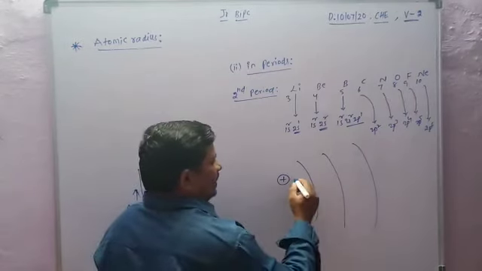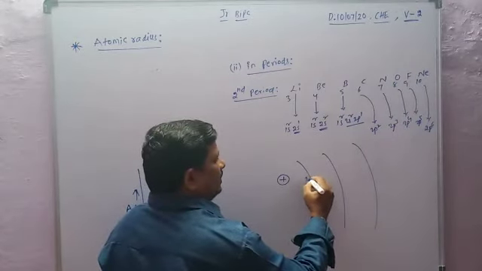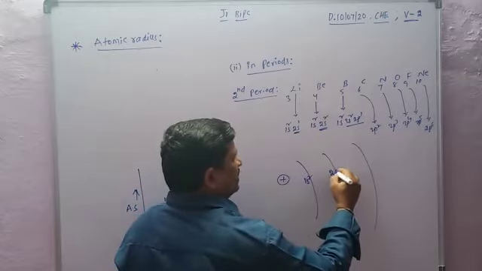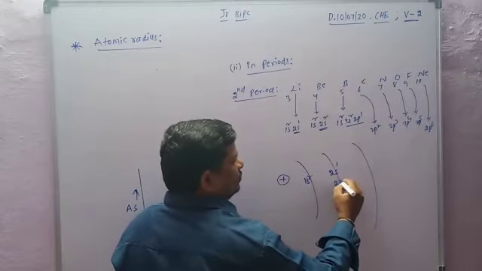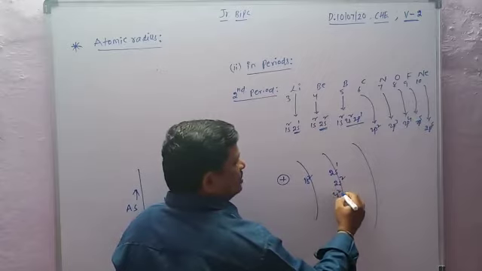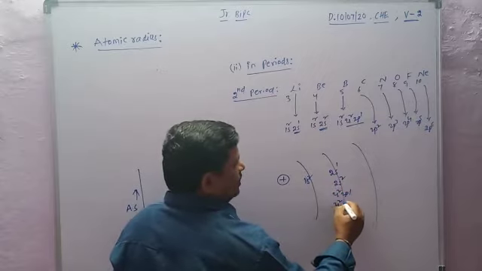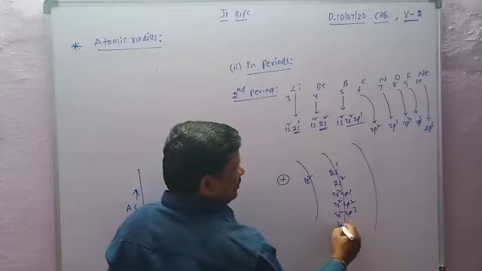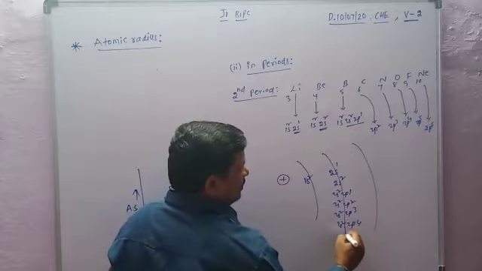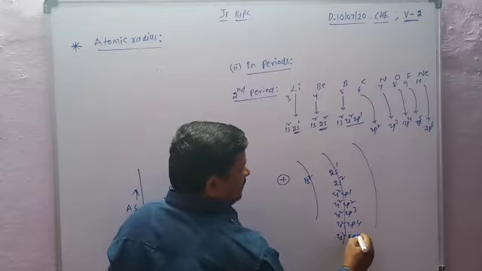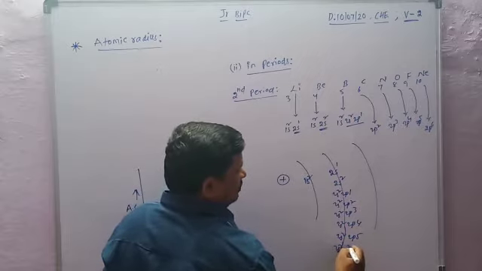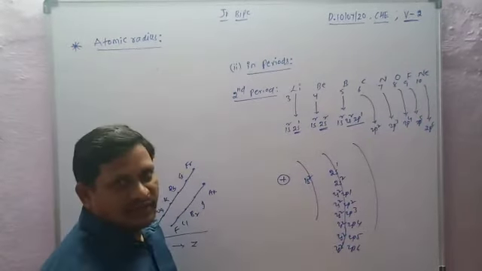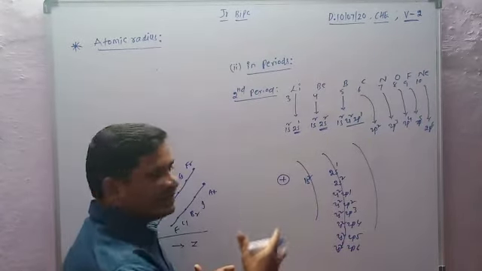So it is 1s2, 2s1, then 2s2, then 2s2 2p1, 2s2 2p2, 2s2 2p3, 2s2 2p4, 2s2 2p5, and 2s2 2p6. The electrons enter into the same energy level, but the number of electrons increases.